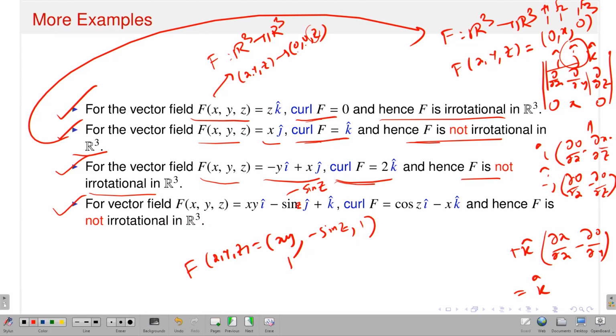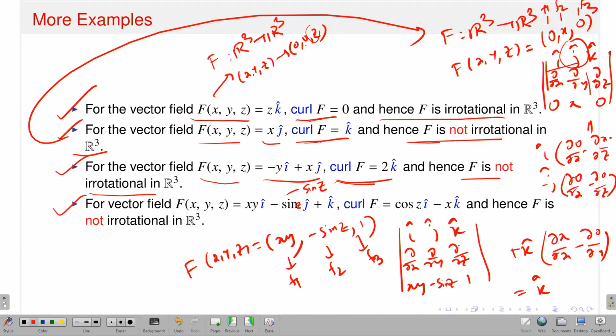So, that means this is my small f1 function, this is my small f2 function, this is my small f3 function. You just use the formula, then it will be very easy. So, what is the formula? You have i cap, j cap, k cap. Then you have del del x, del del y, del del z. And what will you have? You will have x y, minus sin z, and then 1. You just use the formula, that is it. So, if you just calculate it, it turns out that curl of f is this one, and again it is non-zero. So, therefore, my vector field capital F is not an irrotational vector field in R3.